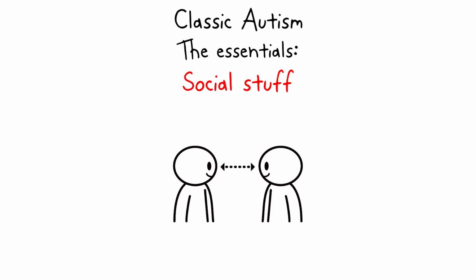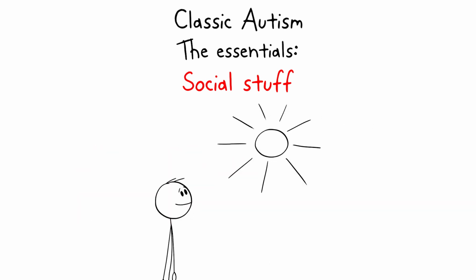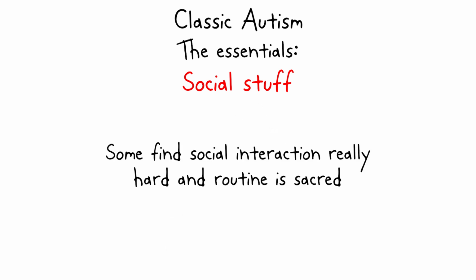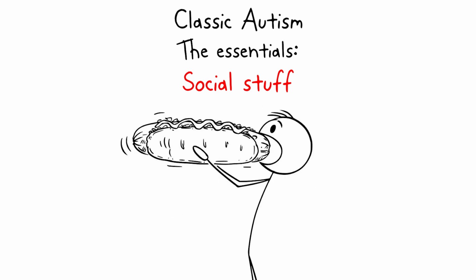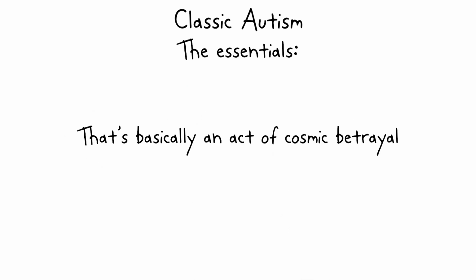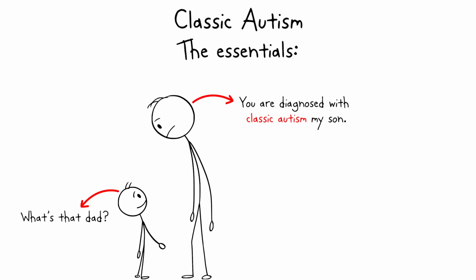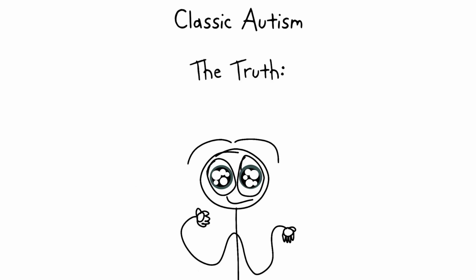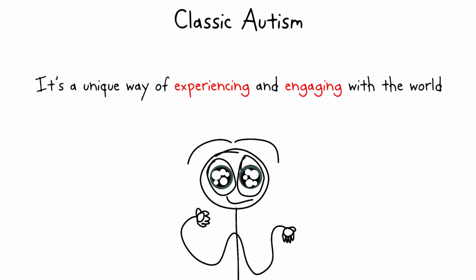Social stuff: eye contact and small talk. Imagine asking someone to stare at the sun. Some find social interaction really hard, and routine is sacred, messing with their lunch schedule or favorite apple juice brand. That's basically an act of cosmic betrayal. Classic autism is typically diagnosed before age 3 and it sticks with you for life. But here's the truth: it's not about being broken. It's a unique way of experiencing and engaging with the world.